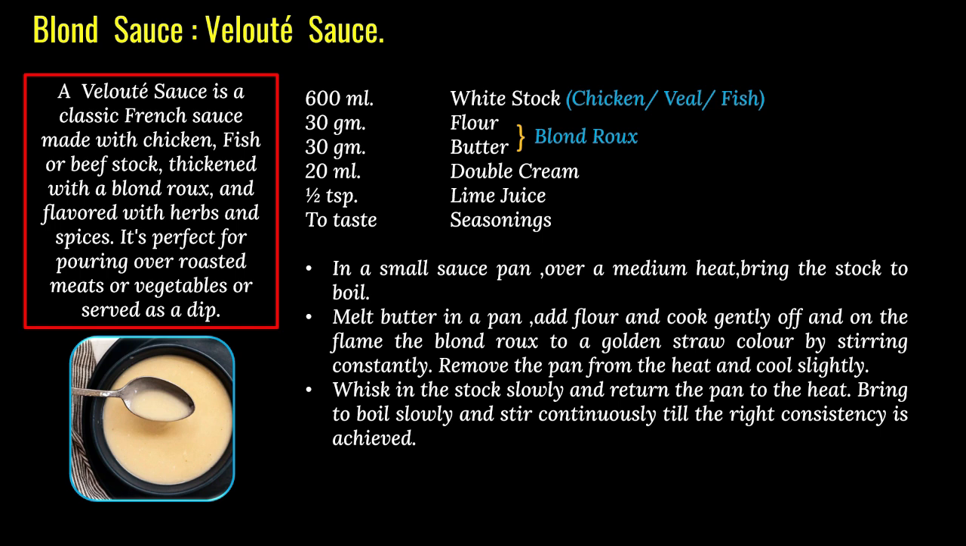So you need to prepare a blonde roux, add the white stock and other ingredients, and go on cooking it. Ultimately you will get a sauce with this color and consistency, which is known as the velouté sauce.